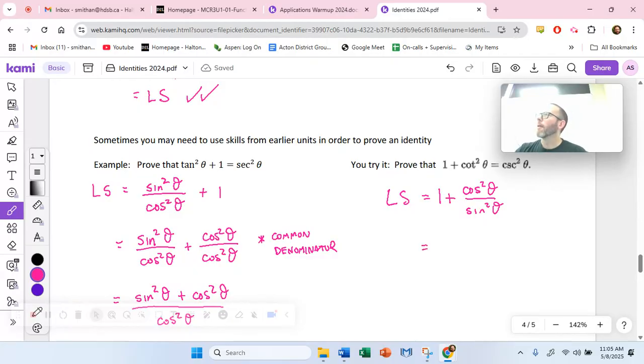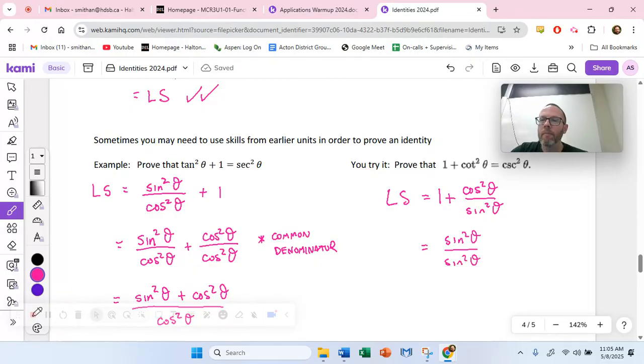I'm going to play catch up. How do we add rational expressions together? By finding a common denominator. You can write 1 as sine squared theta over sine squared theta. We can now add these together because they have a common denominator.